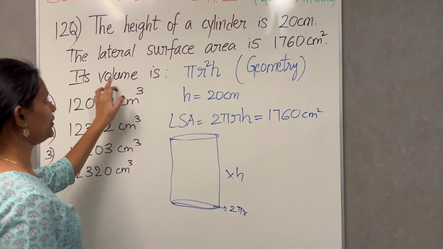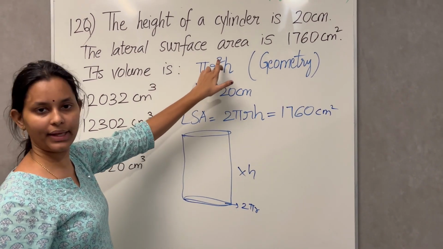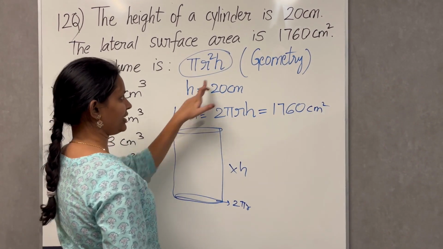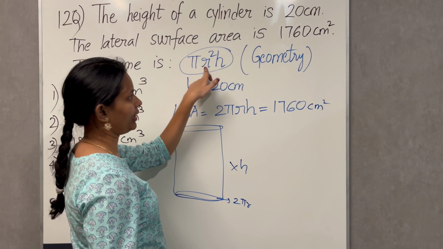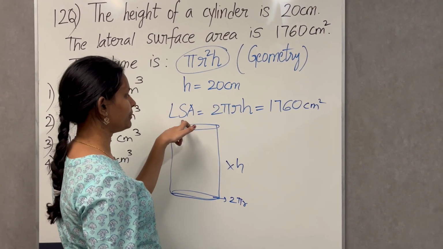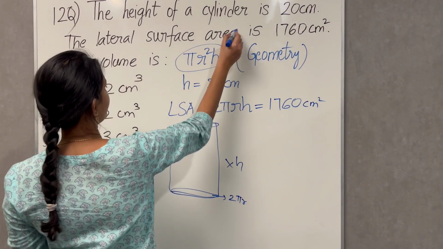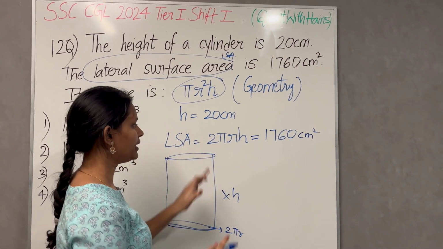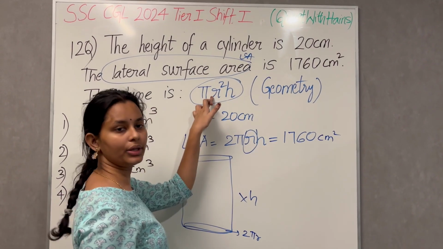So they are asking for the volume. Volume is pi r square into h. So we need to find this value. We have the h value, but we do not have the r value. That r value we'll get from the LSA, the lateral surface area. From here we get the r value and we'll substitute here.